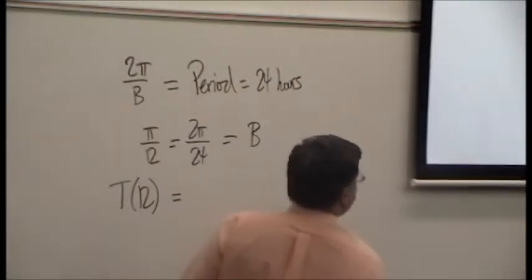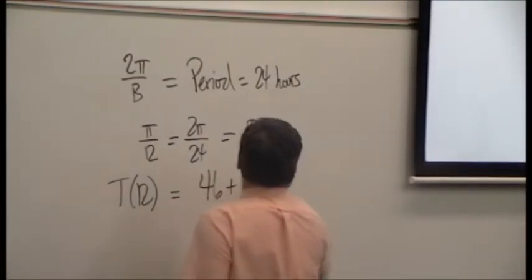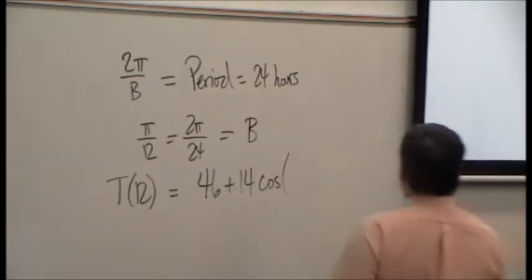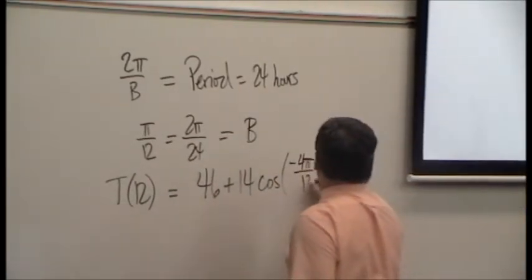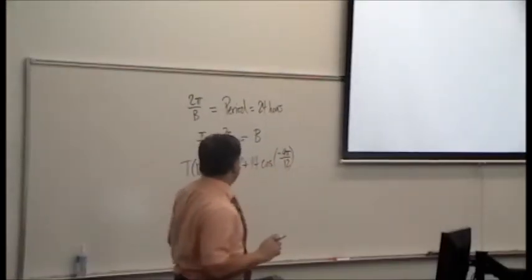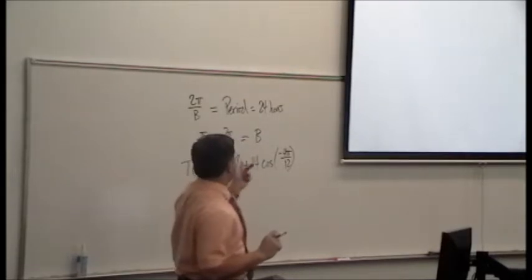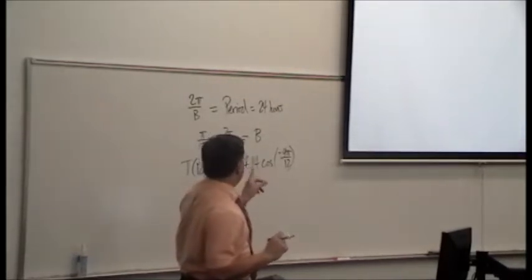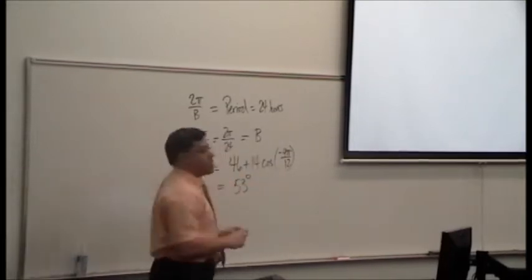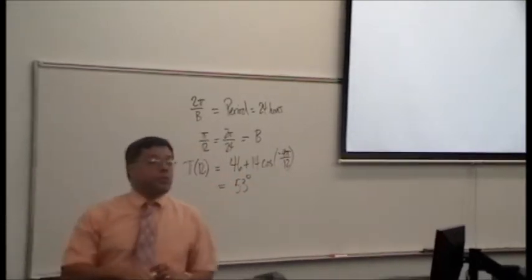It's going to be 46 plus 14 times the cosine of, plugging in 12, we get minus 4 pi over 12. So cosine of minus pi over 3 is a half, so it's going to be 53 degrees. And that's the temperature at 12 noon, assuming the pattern works.